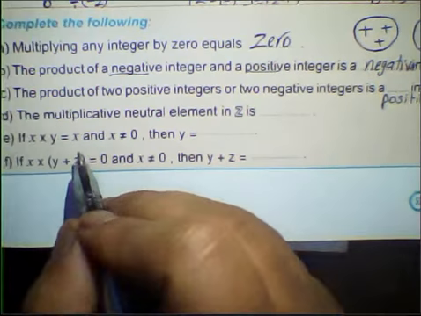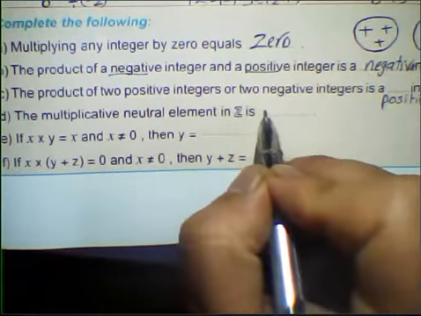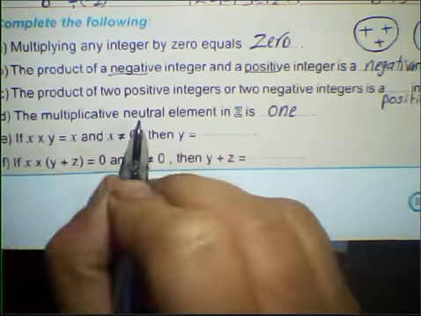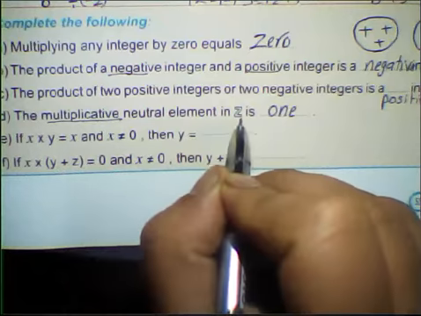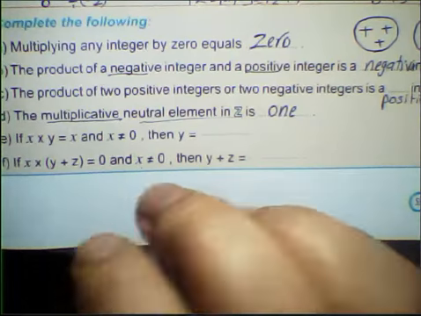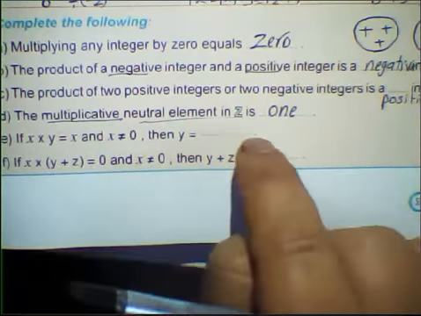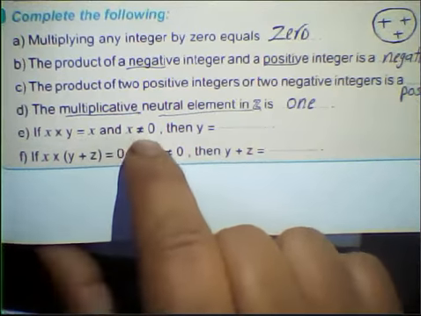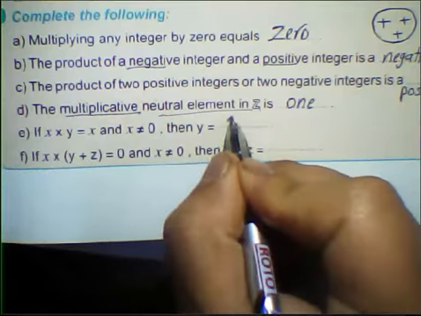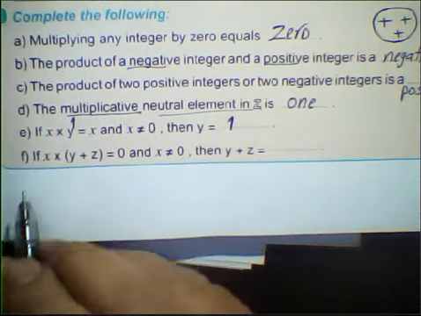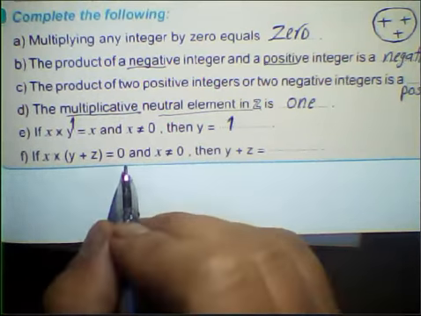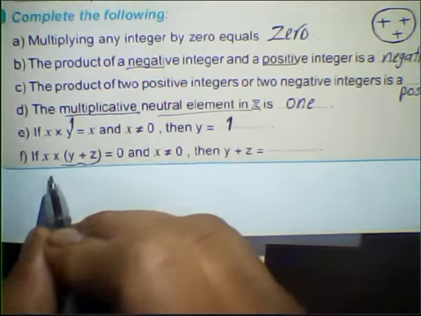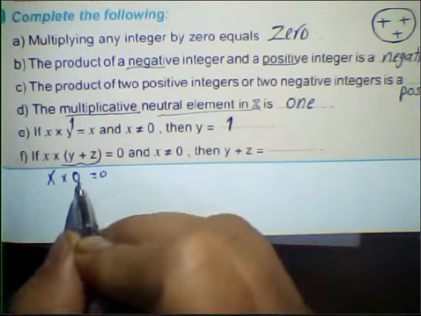The multiplicative neutral element in Z equals 1. The multiplicative neutral element in Z is 1, but the additive neutral element in Z equals 0. If x multiplied by y equals x and x is not equal to 0, then y equals 1, because 1 times x equals x. If x multiplied by y plus z equals 0 and x is not equal to 0, then y plus z equals 0, because x multiplied by 0 equals 0.